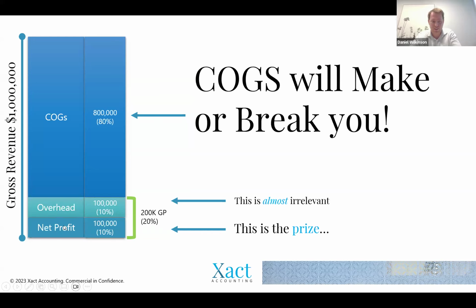And then what happens at the end is that you're left with this net profit before tax. So there's no company tax or anything like this, but a dollar pops in, 80 cents on COGS, 10 cents on overheads, and you should be left with 10 cents net profit.